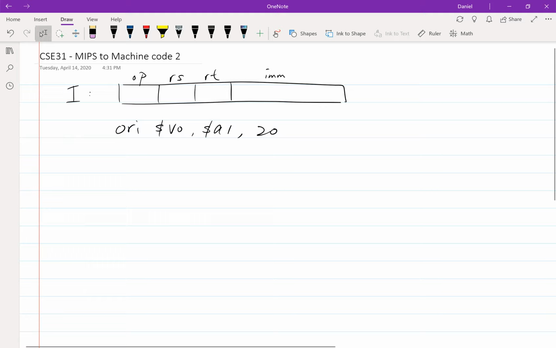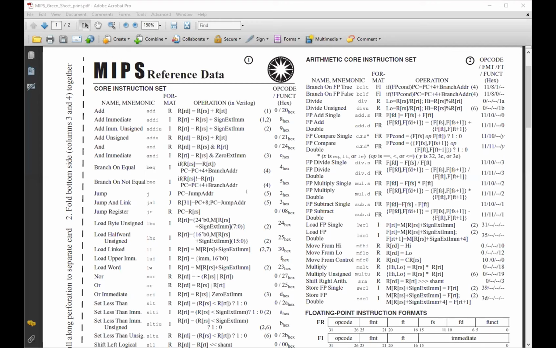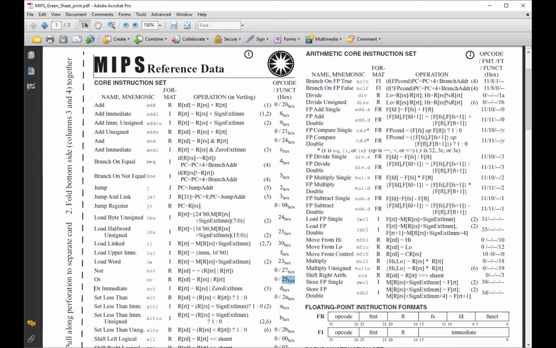Let's switch the screen to the MIPS sheets again and take a look at what we have and look for ORI. Okay, so now we're in the MIPS sheets. Or immediate, and you can see the opcode, right? And what does that do? It takes what is in RS, does the OR operation with the immediate, and it's a zero extension. We'll talk more about that when we talk about hardware, so don't worry about the zero extension yet.